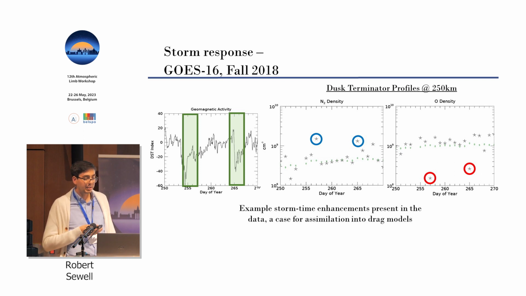And lastly, because we're talking about space weather, here is a storm time event during the fall of 2018. There were actually 2 geomagnetic storms seen in the storm time index. And here in our data, we can see that the N2 densities were enhanced during these storms and the O densities were depleted. And this is something that you see in our data, but not in the EMSIS data, which is driven by geophysical indices. And this would obviously lead to enhancements in the ionosphere and would be important for space weather. And so this is a good case for using this in space weather forecasting and nowcasting.